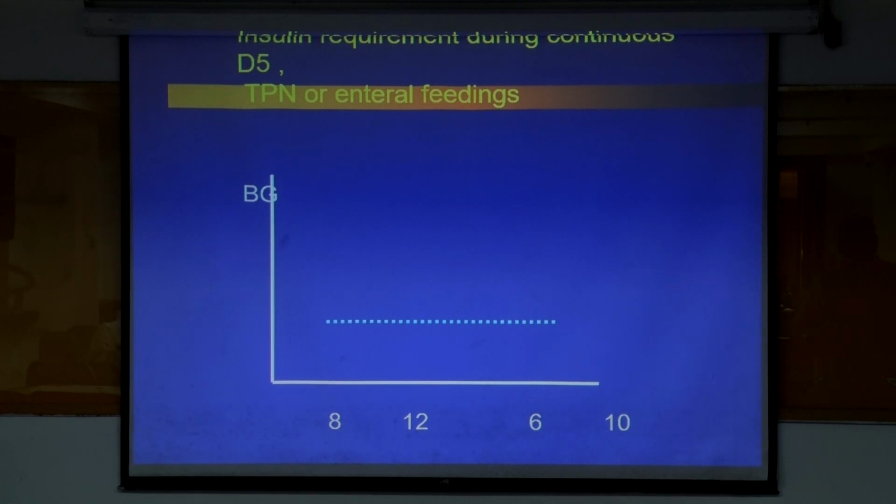Insulin requirement during a continuous 5D, again, is going to be continuous. So you know the amount of glucose that's going inside. They are nil per oral with, let's say, very mild nausea, they don't want to eat. You put them on 5D. Then it is a continuous thing. There possibly an infusion would be the better thing.